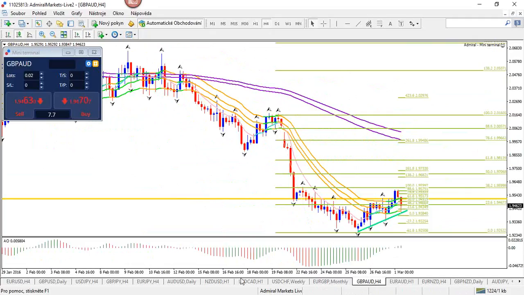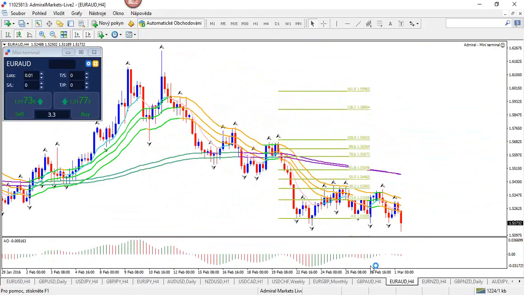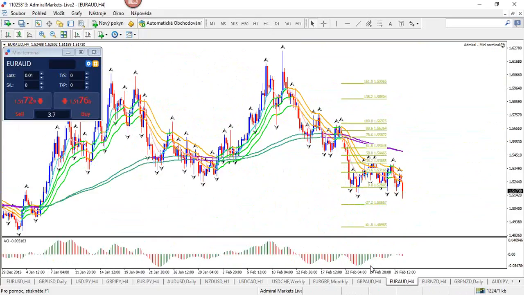Euro odd. Kind of like the euro odd, like the pound odd, but the pound odd looks just a bit better.